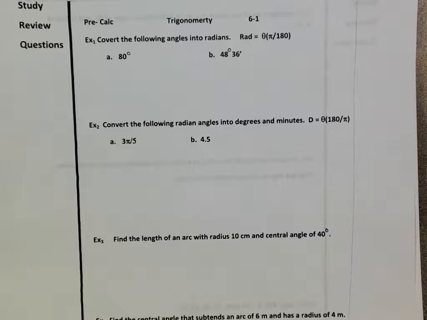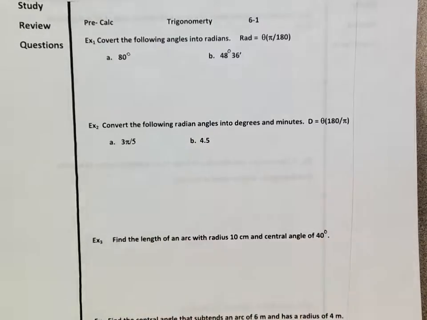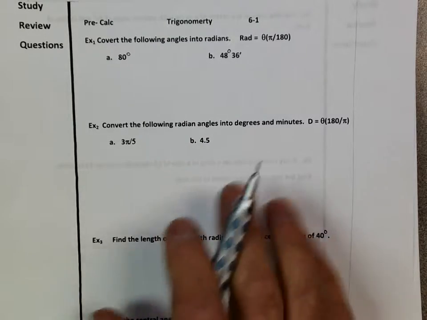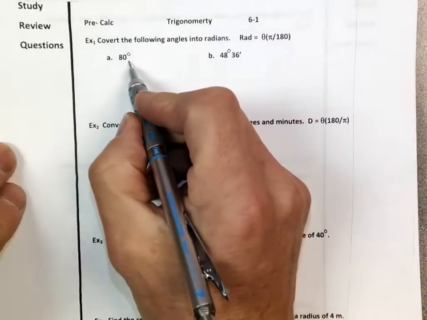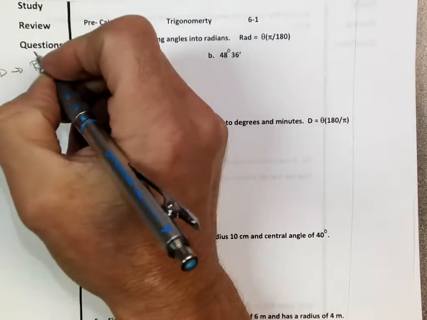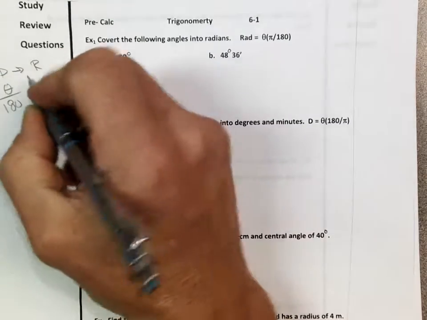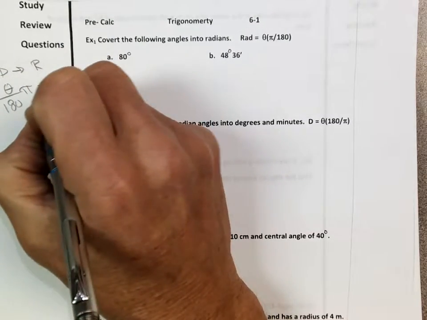Okay, so what we want to do today is be able to convert from radians to degrees. And we've got a formula. So first of all, if we take a look at our two formulas, I'm going to write them on the side. One formula is, if we're going to convert from degrees to radians, our formula is theta over 180 times pi will give us our radians, okay?